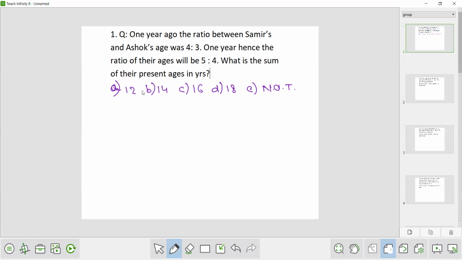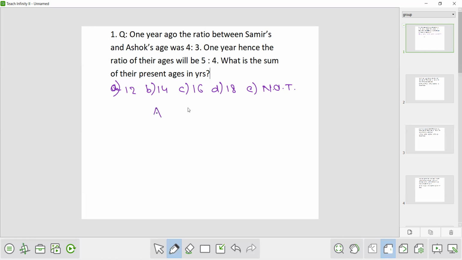So I have already told you that you have to first look out the time frame. How many time frames are involved here? So 1 year later and 1 year ago, and present, that is 0. So there are 3 time frames involved here.